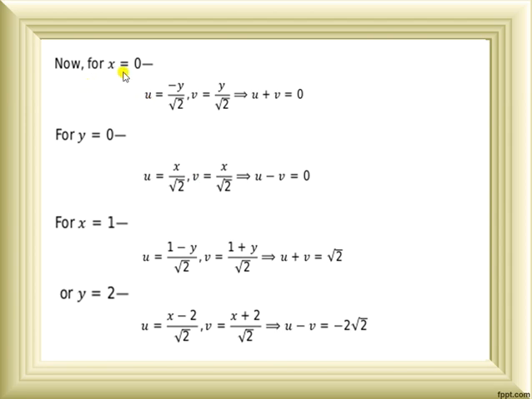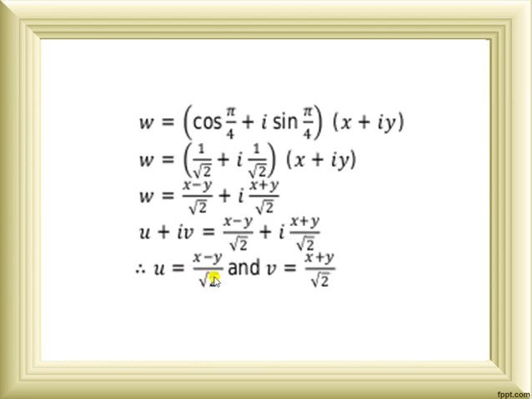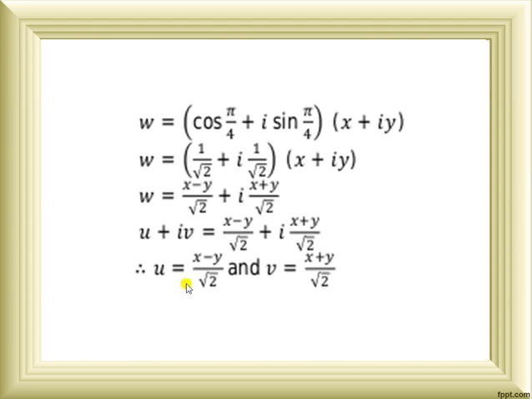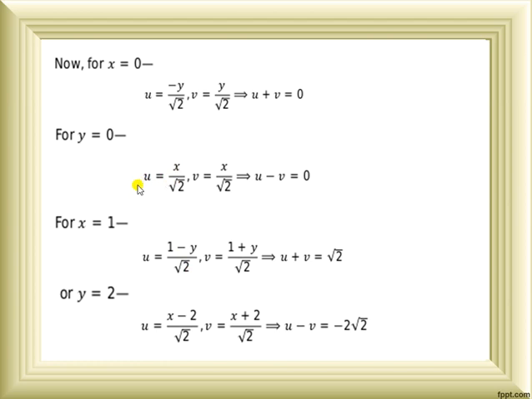Now they are given x equal to 0. The first value, x equal to 0: replacing x equal to 0 in u and v, I will get u is equal to minus y by root 2 and v is equal to y by root 2. Adding these two, I will get u plus v is equal to 0. The second line is y equal to 0. Replacing y equal to 0 in u and v, I will get u is equal to x by root 2 and v is equal to x by root 2. Subtracting, I will get u minus v equal to 0.